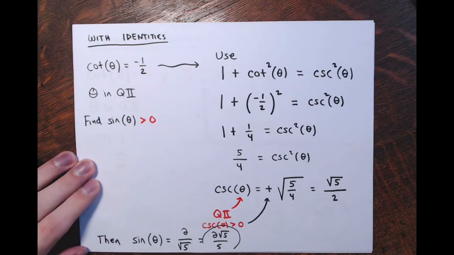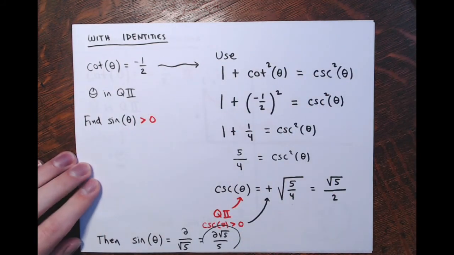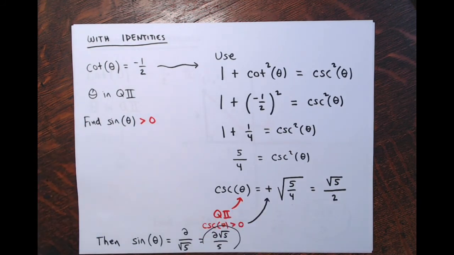I personally like the pictures. But these identities also work. You really have to focus on, what quadrant am I in? Should my final value be positive or negative? And it all depends on the quadrant that you're in.